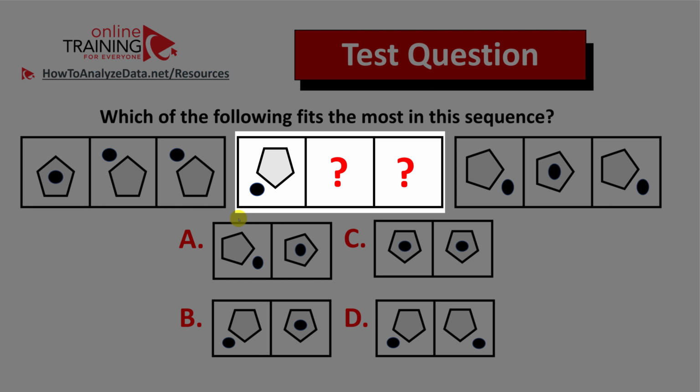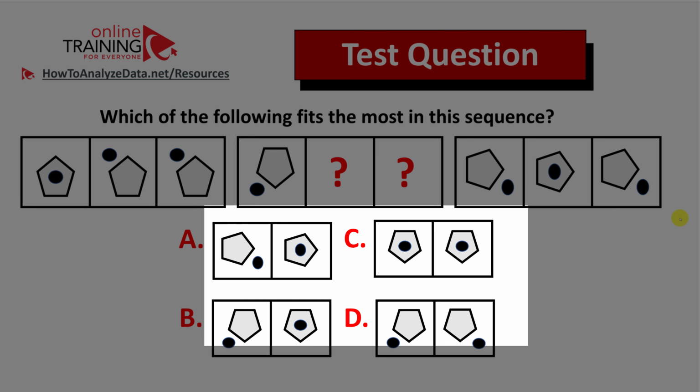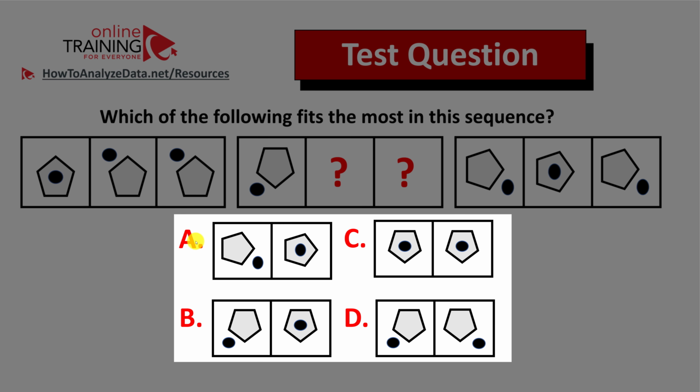But 2 of the squares are missing, and this is what you would need to figure out. There is also a third group of squares, which is present here in the question. You have 4 different choices, choices A, B, C, and D.